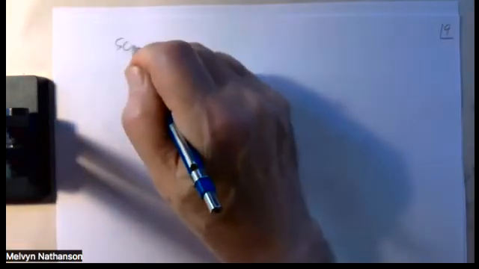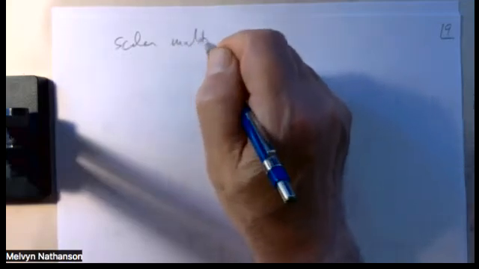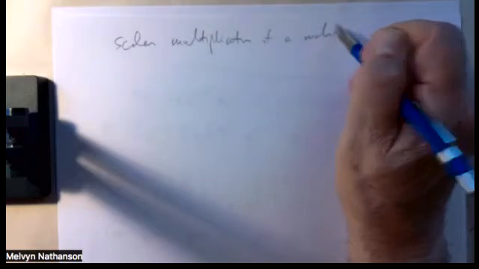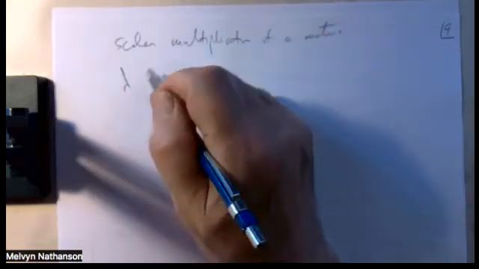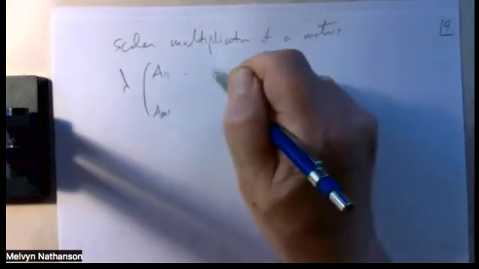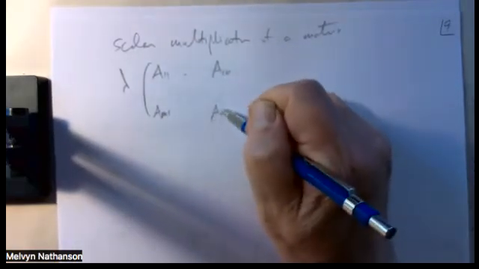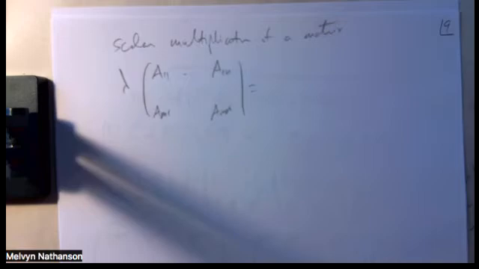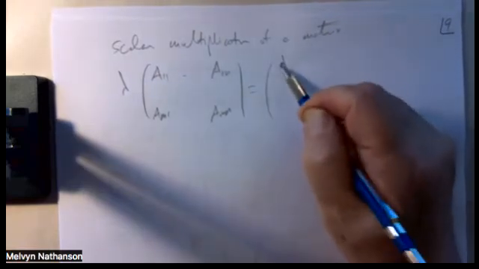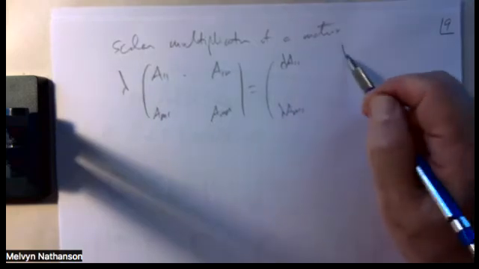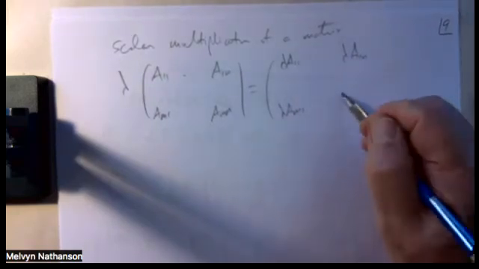There's also scalar multiplication of a matrix. Namely, if you take a scalar lambda and a matrix, when you multiply the matrix by a scalar, you multiply every coordinate by the scalar. So this is lambda A11 down to lambda AM1, lambda A1n down to lambda AMn.